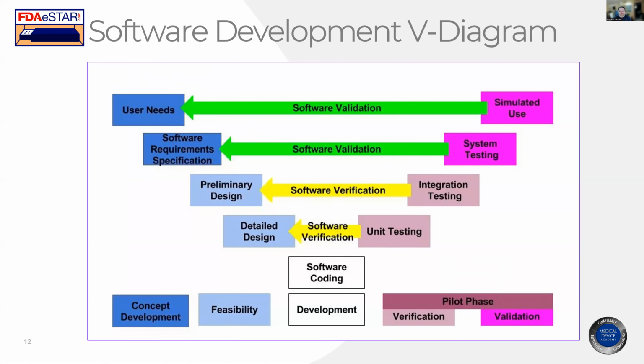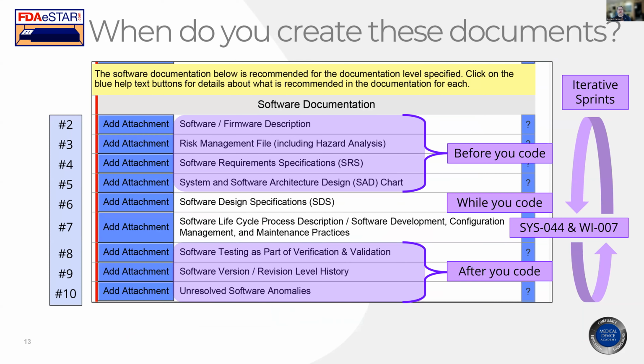So to help you understand this a little bit more, here's what I created for people. When do you create these documents? I've identified what gets done when, and I'm trying to illustrate one more time the iterative sprints.